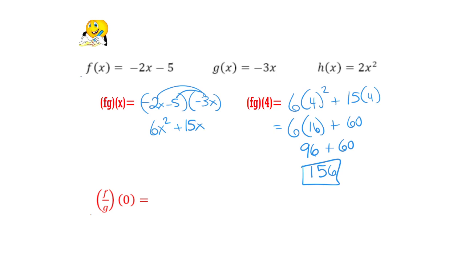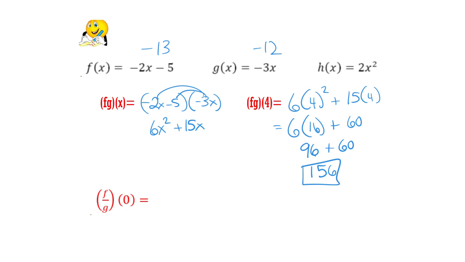Another option could have been just to plug 4 into the f function. That would have been negative 8 minus 5. That would have been a negative 13. Plug 4 into the g function, that's a negative 12. And when you take negative 13 times a negative 12, you'd actually get right back to this 156. Same thing both ways.